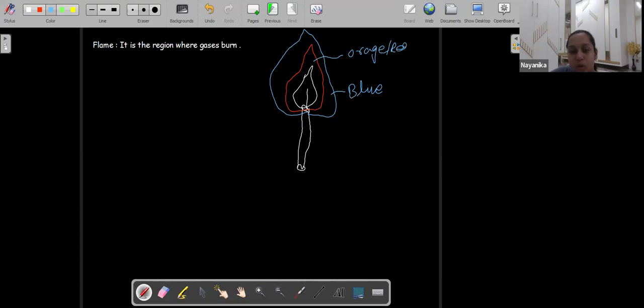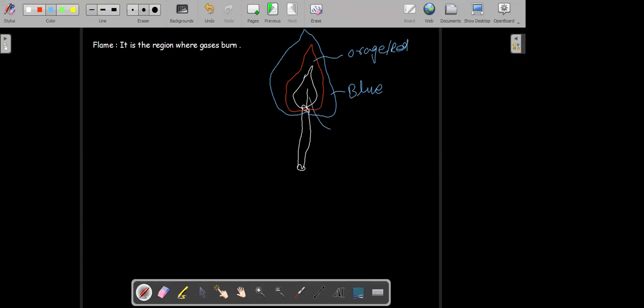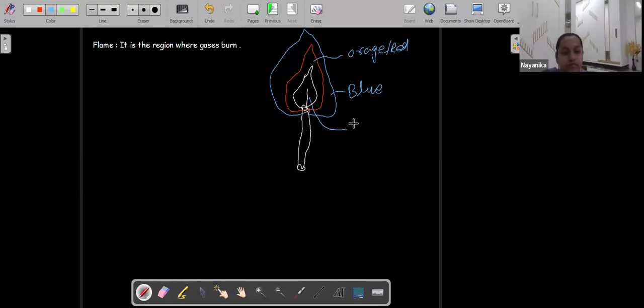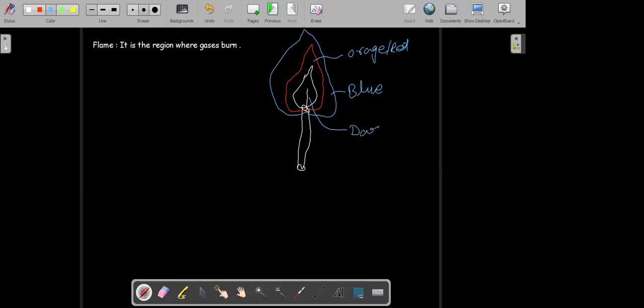Sir, the blue layer is where total combustion occurs, right? Yes. And the innermost layer is called the dark zone. Here, no combustion takes place.